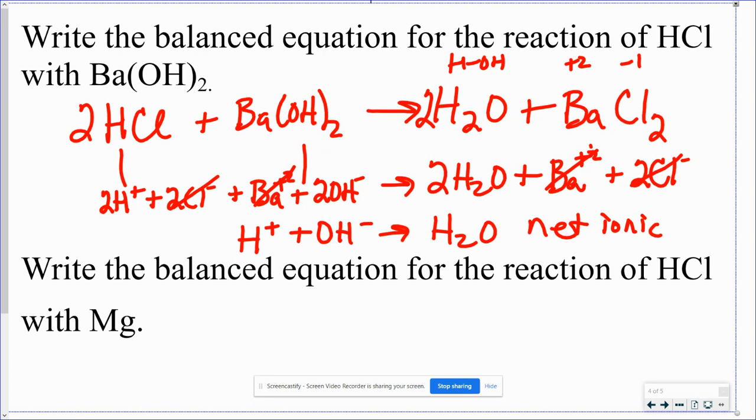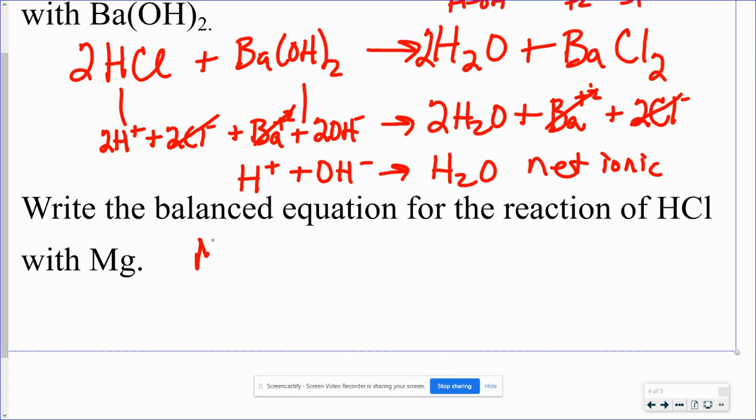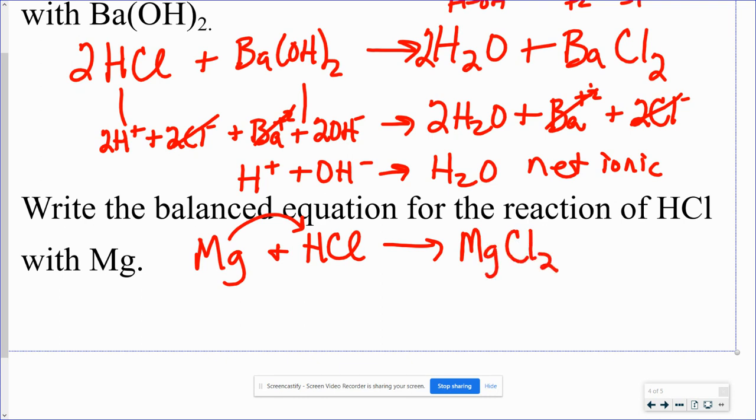Okay, so then for the next one, write the balanced equation for magnesium with hydrochloric acid. So magnesium plus HCl. The magnesium is going to be a single replacement, kicking out the hydrogen and stealing the chlorine, but magnesium is +2. And with Hofbrinkel, we need H2. So we put a 2. So that's the molecular equation.